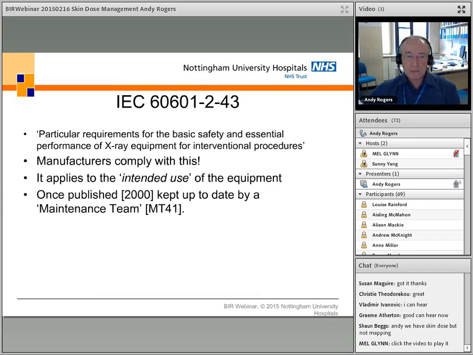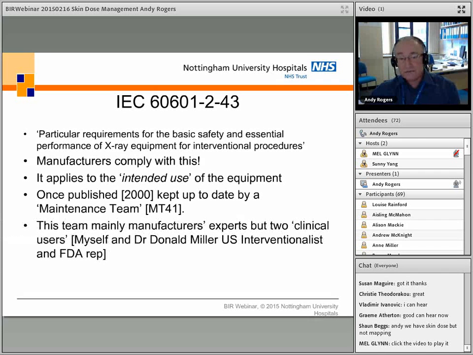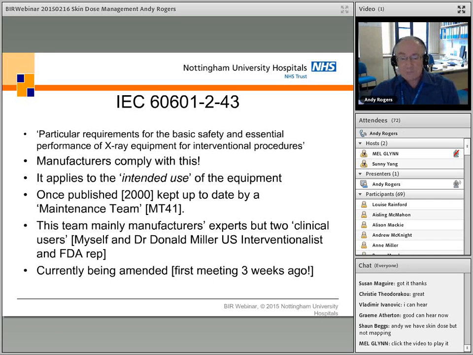This standard was published back in 2000 and it's kept up to date by a maintenance team, and it's mainly manufacturers, but there are two clinical people, Don Miller from the US and myself. I would recommend other people getting involved in this because at the moment it's very, very manufacturer dominated and we need to get the user view across. And it's being amended. One of the reasons it's being amended is to take account of that radiation dose standard.